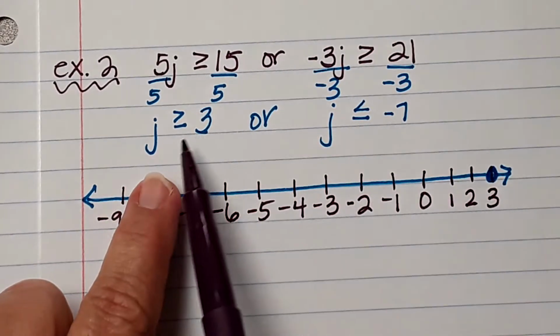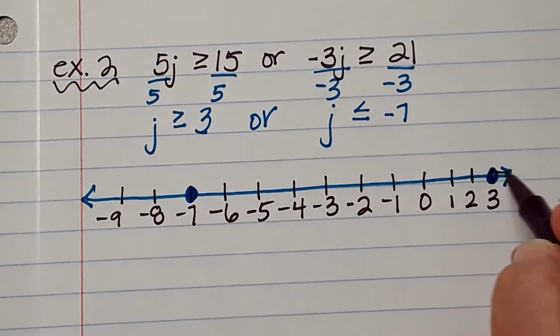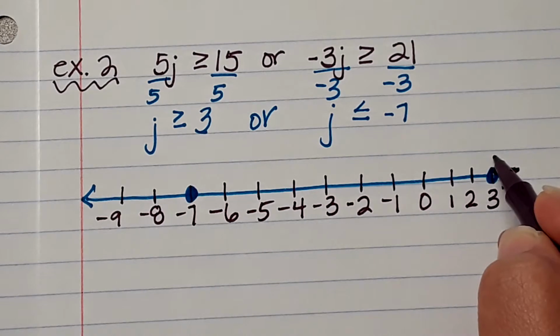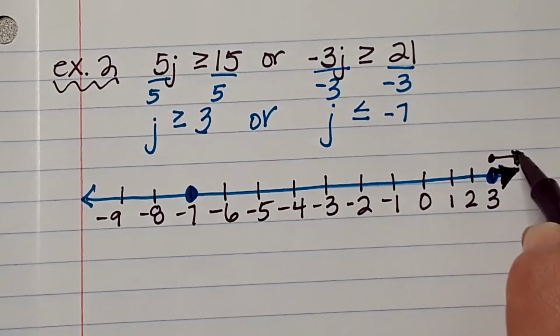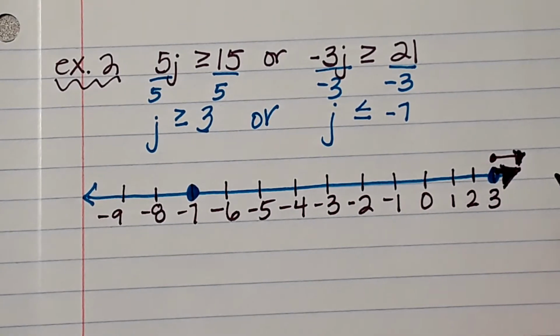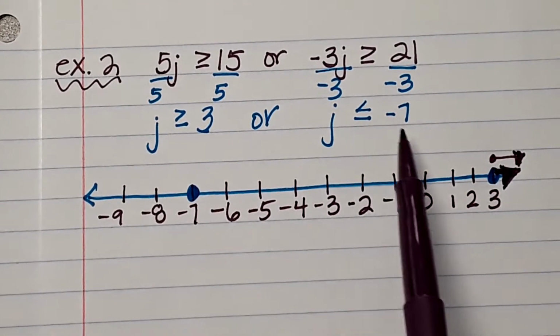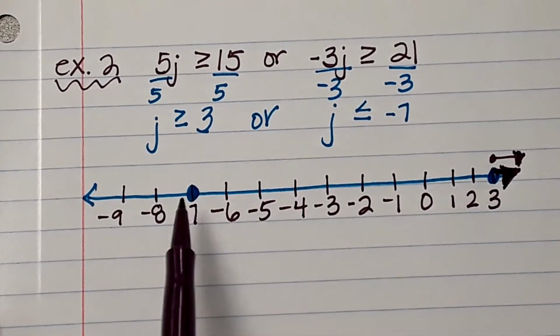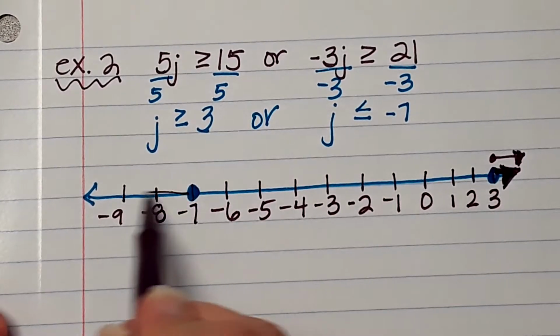So you guys, J is greater than or equal to 3, so we're going to shade this way. And this is why my arrow is so bad. If you do put the dot above and then the line, make sure you color in that arrow. It's important because it means that it goes on forever in that way. That's the symbol. And then J is less than or equal to -7. This means that -7 is part of the solution set. And I want numbers less than -7, so it's going to go this way.